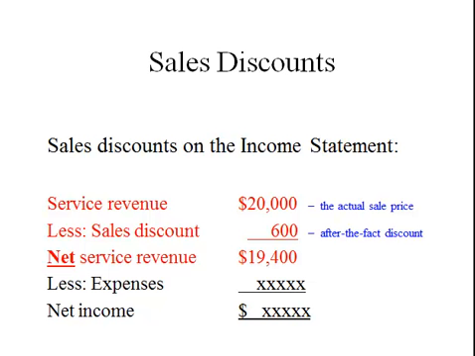Here would be the presentation. We record the actual sale price, the transaction that was agreed to, and then the discount that arises after the fact. There was no certainty that the customer would take advantage of that. We did not know that at the date of the sale. Recording both items nets to the amount of cash that we actually received.